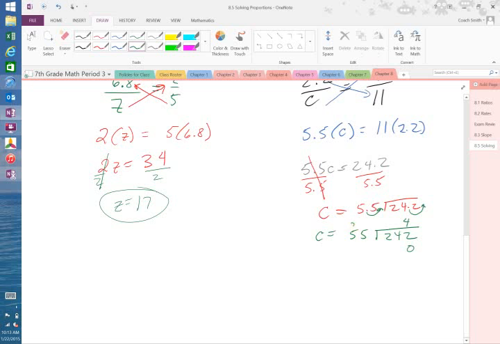4 times 5 is 20, carry my 2, that would be 22. That would leave me with a remainder of 22. Add a decimal, add a 0, and bring that 0 down. Bring up my decimal in my answer. 55 goes into 220 4 times, and so that gives me c is equal to 4.4.